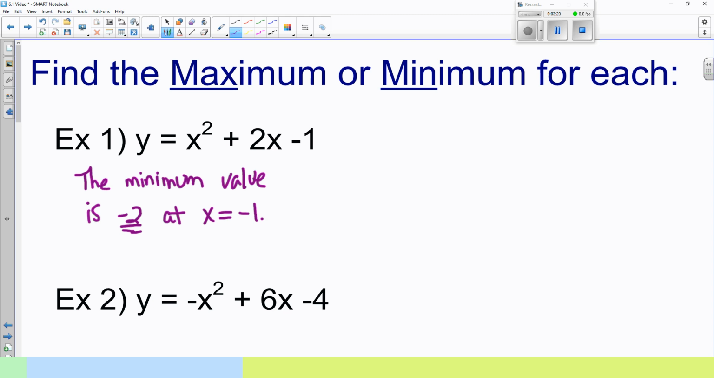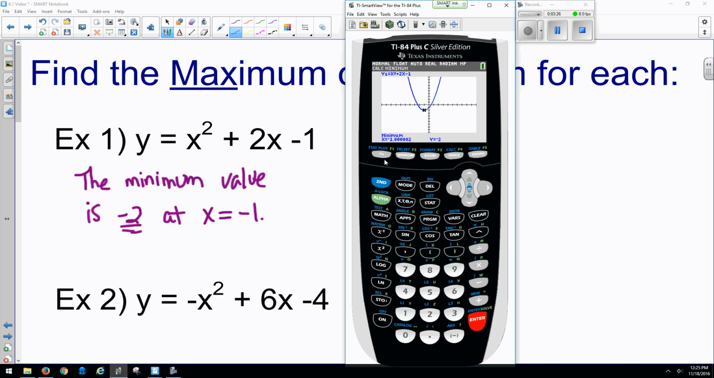So now we're going to take a look at the next function. So I'm going to erase this one and put the second one in. So I have -x squared plus 6x minus 4. I'm hoping you're doing this right along with me. And I'm just going to look at that graph.